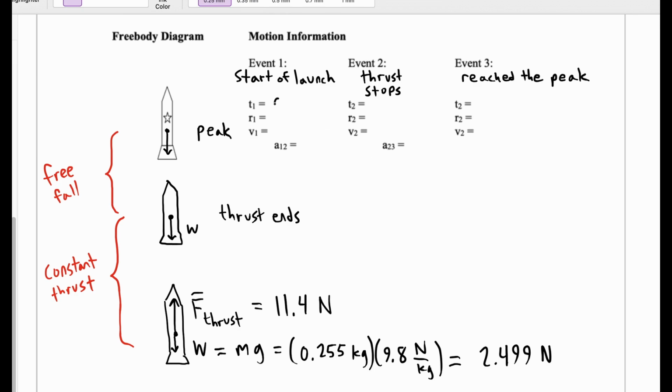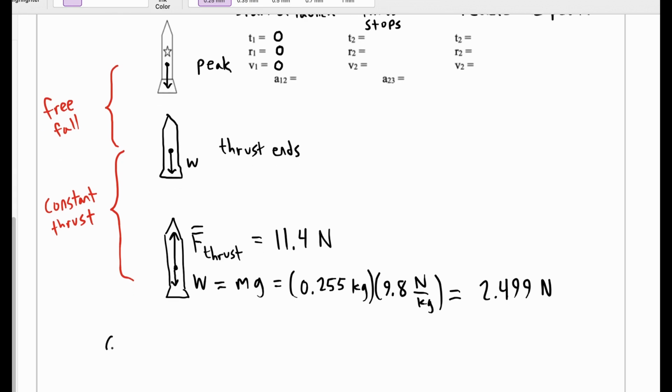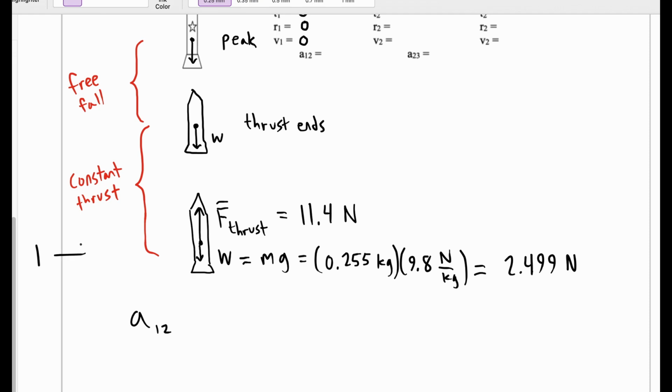So our start of our launch is, of course, going to happen at t equals 0. R stands for the displacement of the thing. We haven't gone anywhere yet, so let's call that 0. And we are just starting to turn that upward thrust on, so let's let that velocity be 0 as well. But we should calculate the acceleration during the constant thrust interval. They're calling that A12 because this is 0.1, this is 0.2, this is 0.3.